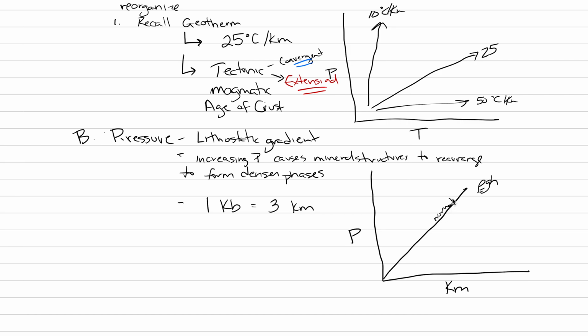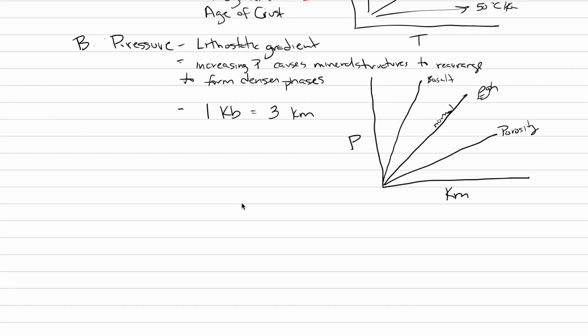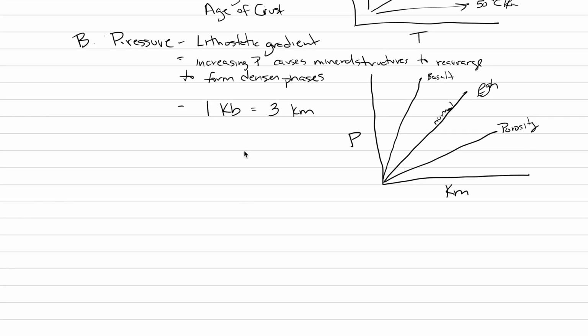But if we had rocks like basalts that were more dense, then pressure could go up faster than normal. This would be something like a basalt, a mafic rock. You could have a steeper than normal lithostatic gradient, or you could have a sedimentary system with a lot of porosity that could have a lower density. Maybe a pumice would be another type of situation that would have a lower than normal lithostatic gradient.